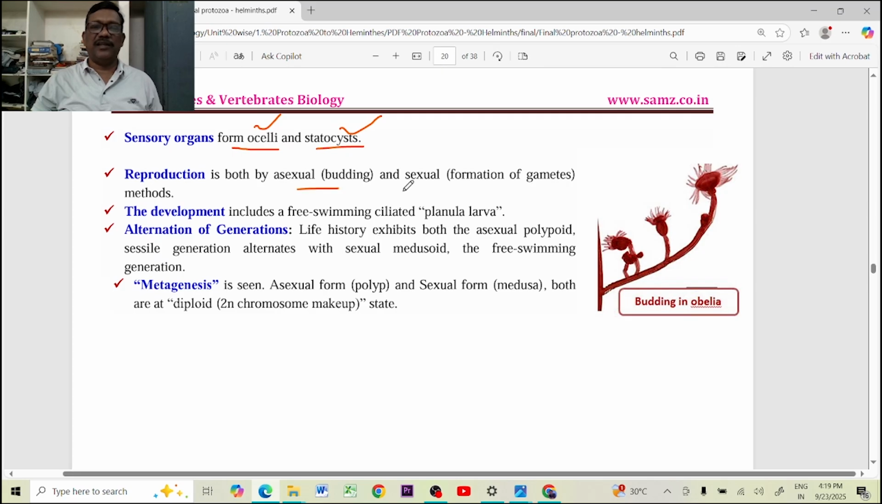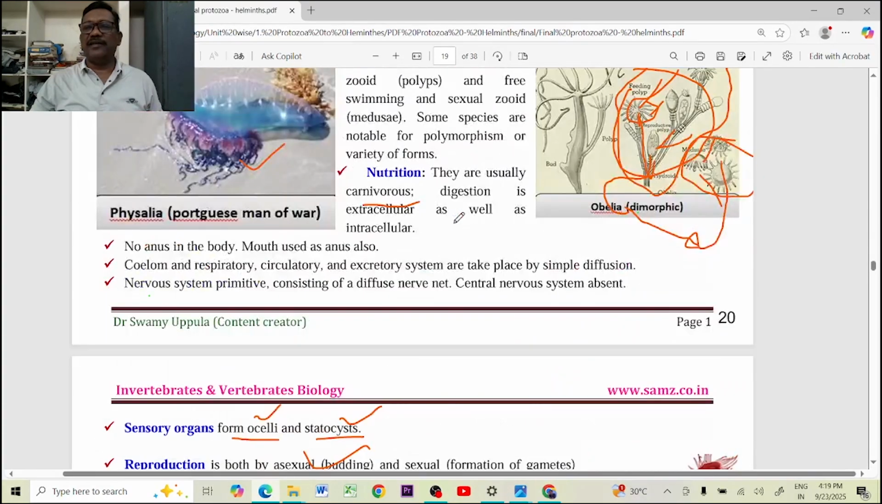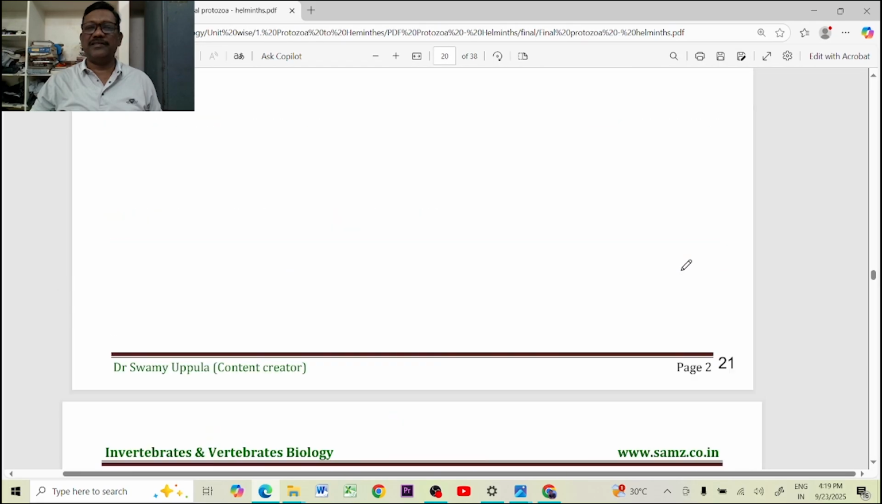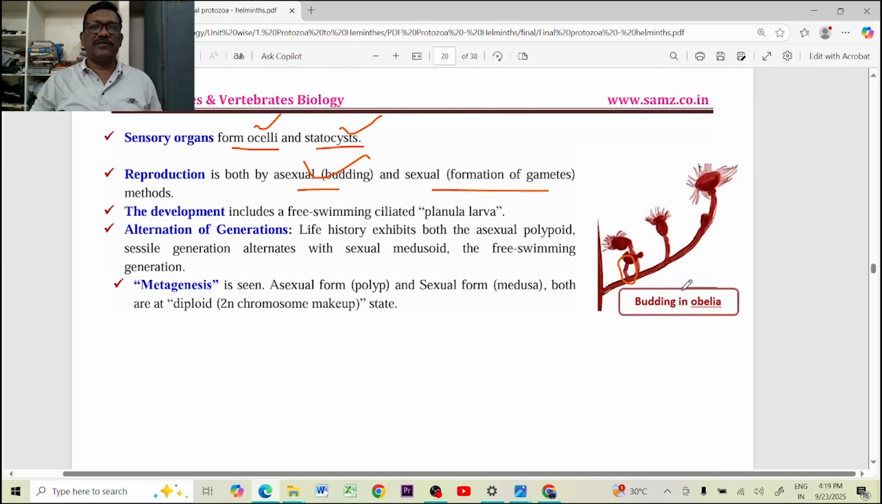Reproduction is asexual or sexual. Asexual reproduction is by budding. For example, a small bud develops from the coenosarc of the adult organism, grows as an adult organism, and can form the adult colony. Sexual reproduction is by the formation of gametes. For example, male medusae and female medusae produce sperm cells and egg cells into the water, and external fertilization takes place. That is called sexual reproduction.